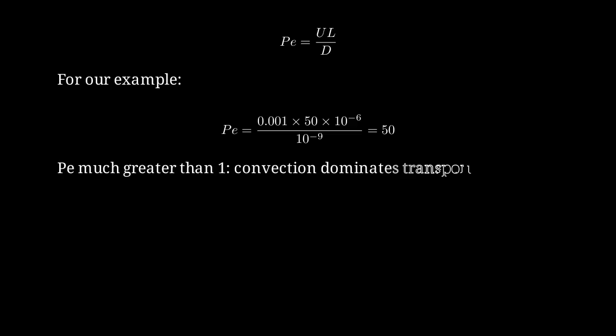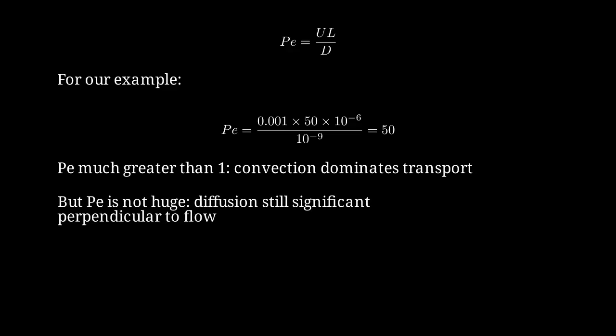The ratio of convective to diffusive transport is captured by another dimensionless number, the Peclet number. The Peclet number equals velocity times length, divided by diffusion coefficient. For our 50 micrometer channel example, the Peclet number is 50, meaning convection is 50 times faster than diffusion. When Peclet is much greater than 1, convection dominates transport along the channel. But since Pe is only 50, not thousands, diffusion remains significant for mixing perpendicular to the flow direction.